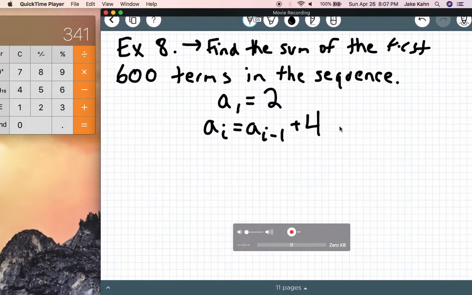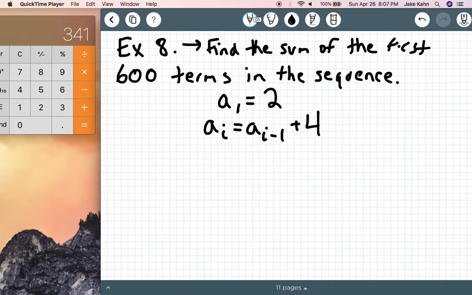Example 8. Find the sum of the first 600 terms in the sequence. You can see here that we have two formulas in this problem. Remember that this is called a recursive formula, right? In this series, your first number is 2. Every number after it, you have to add 4 to get it.